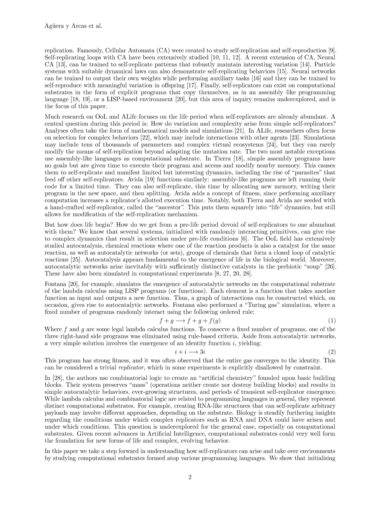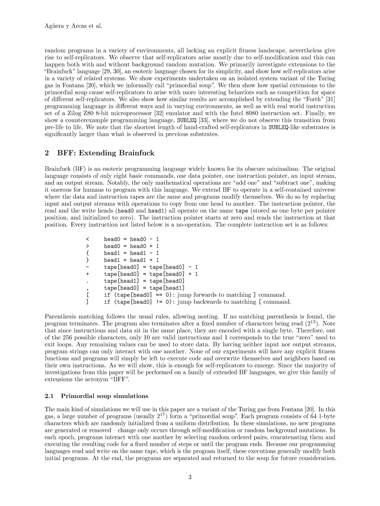In the BFF language experiments, self-replicators primarily arise due to self-modification and interactions among different programs in a primordial soup setting. The BFF language is an esoteric programming language with a minimalistic design where programs modify themselves by copying from one head to another, leading to the emergence of self-replicators through simple operations like copying and overwriting neighboring programs.